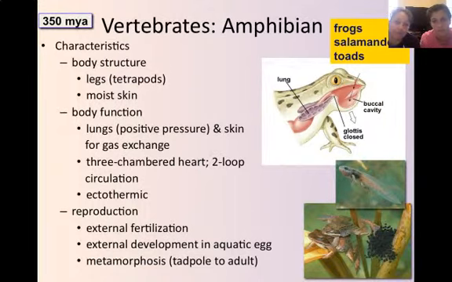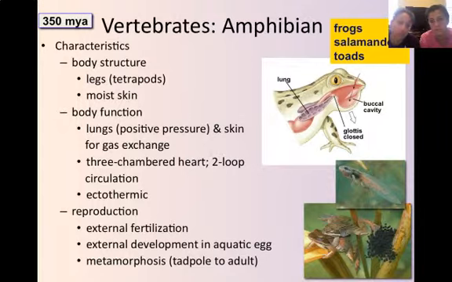All right, so the second group of vertebrates, the amphibians, this is going to be like frogs, salamanders, toads. They were observed around 350 million years ago. Some characteristics of the amphibians, as far as their body structure, they are tetrapods, so they've got 4 legs. They also have moist skin in general. As far as their body functions with breathing, they breathe through lungs, and they also exchange gas through their skin.